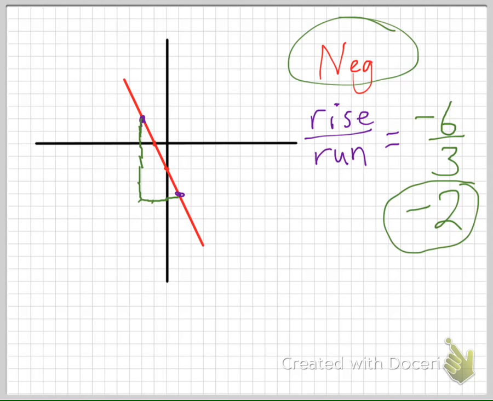That's what I did at first. Why is it not 1/2? Because the rise is 6 and the run is 3, and it's rise over run. If you did 3 over 6, then you're doing run over rise, which is not what slope is.